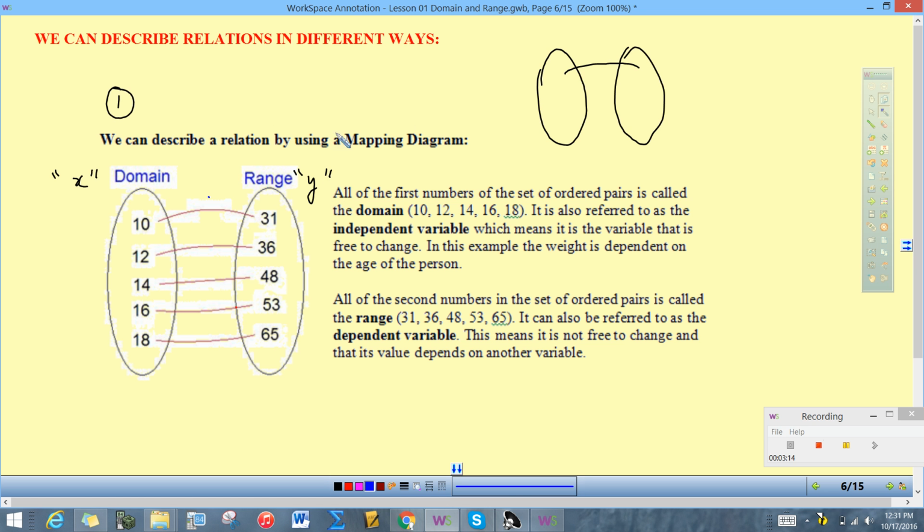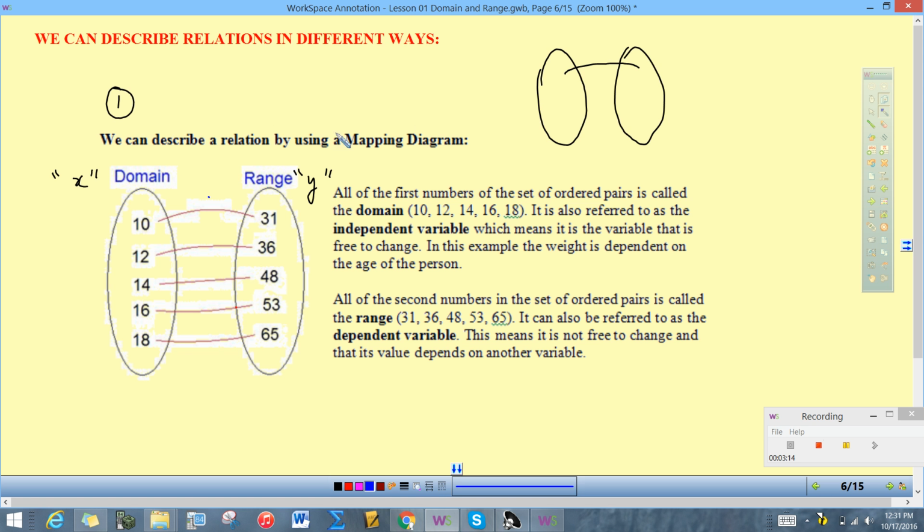And what we do is we map our x values on one side. This is referring to the previous question of the ages and weights, so in the domain of the mapping diagram, in the oval, we have the ages, and in the second oval, we have the range, so that 10 maps onto 31, 12 maps onto 36, 14 maps onto 48, and so forth.